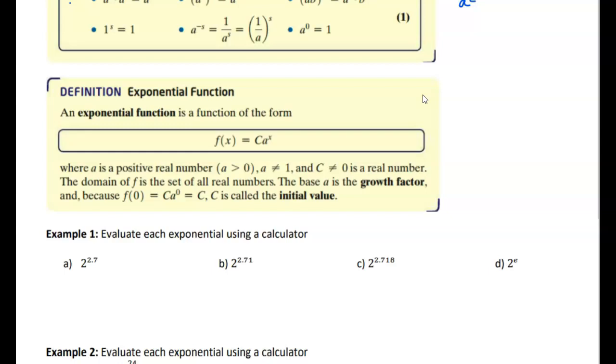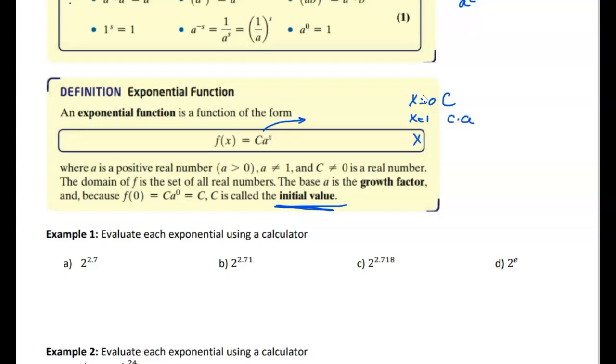This number c is important. c is called the initial value. This is basically when x is 0. The function starts here. This is basically the y-intercept. a is called the base number. You start with the initial value c at x equals 0, and with each increment, you multiply by the base a.